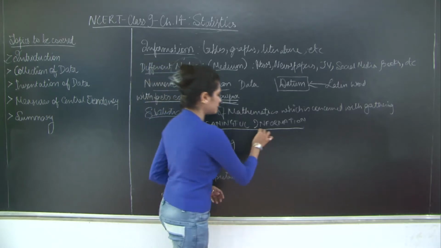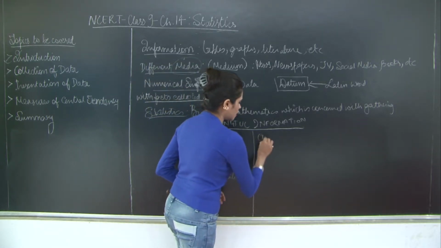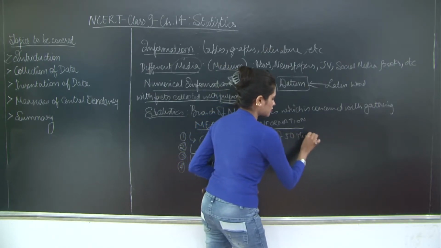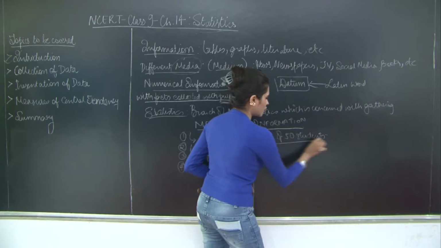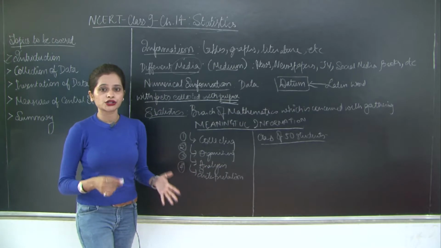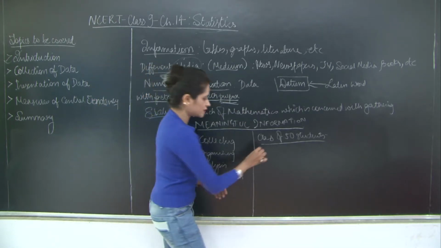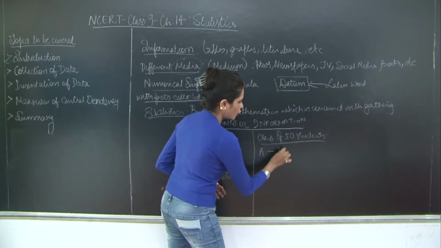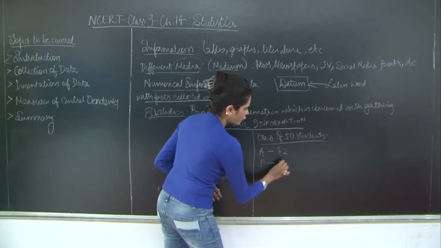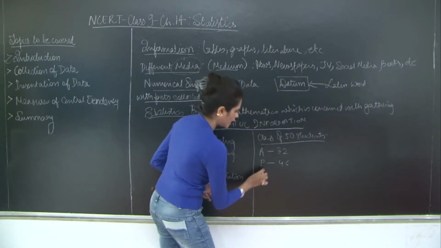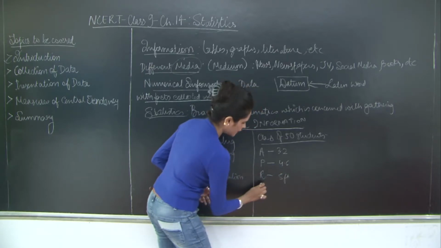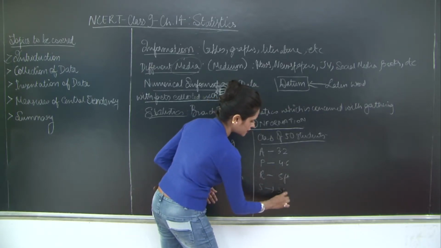Let's say you belong to a class of 50 students, okay, and you've been assigned a task to divide the students according to their heights. So let's say there is student A whose height is 3.2 feet. There is student P whose height is 4.6 feet. Then you have student R whose height is 5 feet. There is student S whose height is 3 feet.